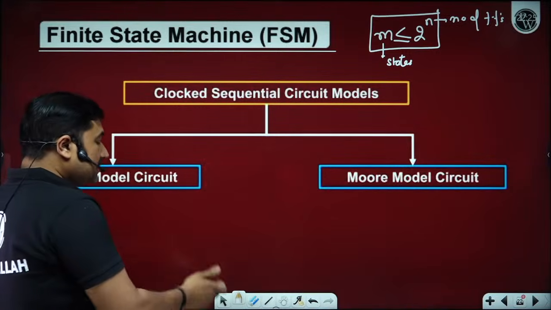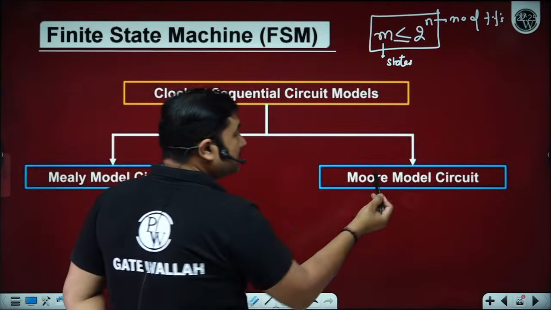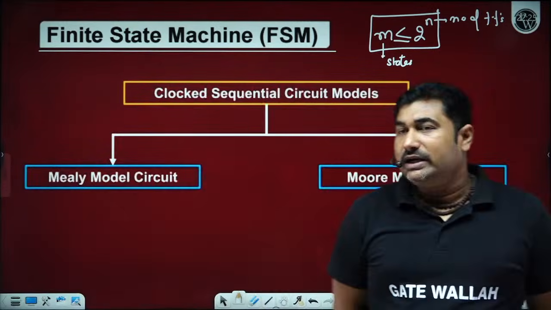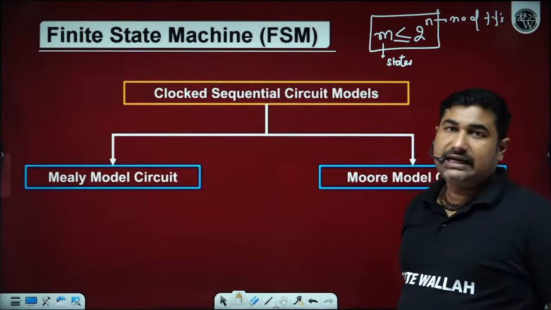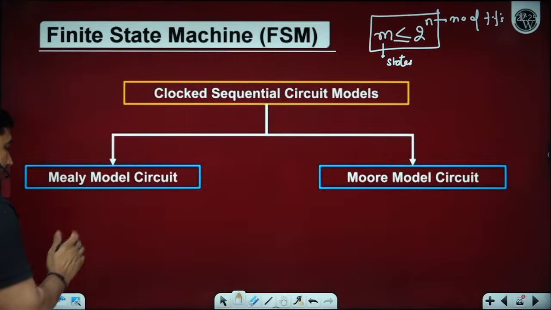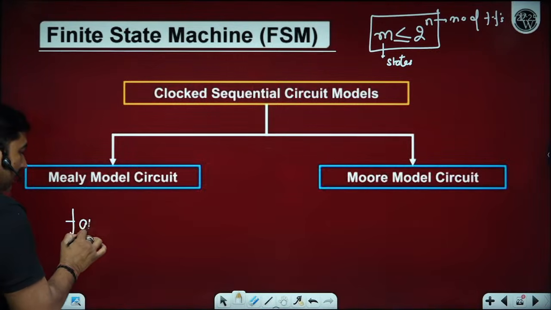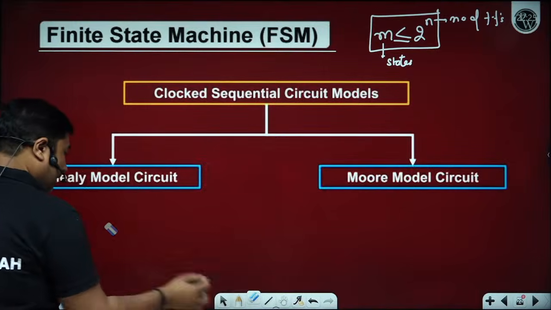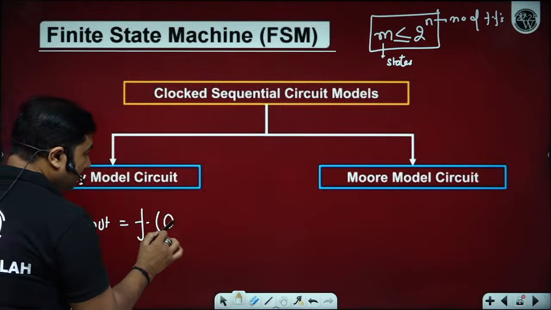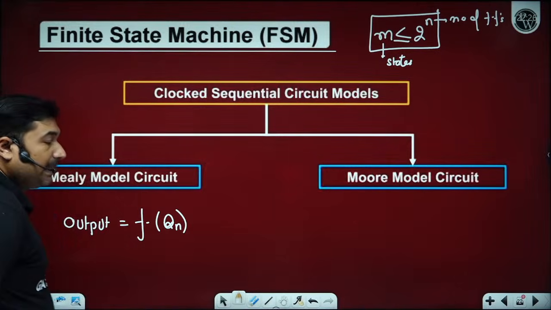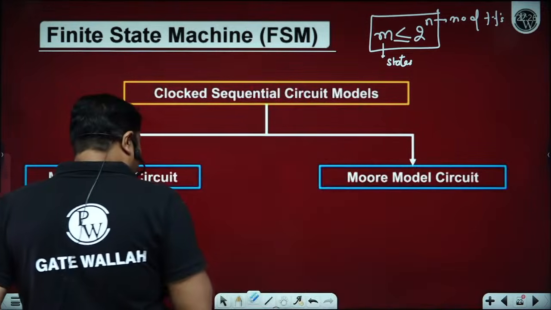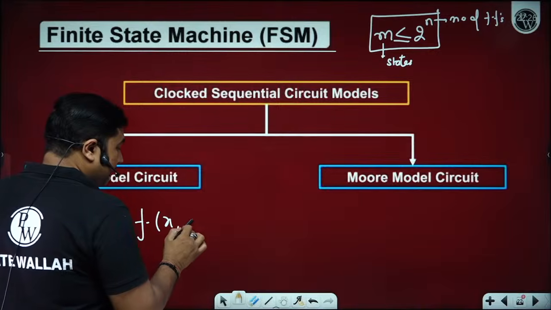Clocked synchronous sequential circuits are categorized by two models. One is called the Mealy model circuit, another one is called the Moore model circuit. In the Mealy model circuit, the output is a function of present state and present input.